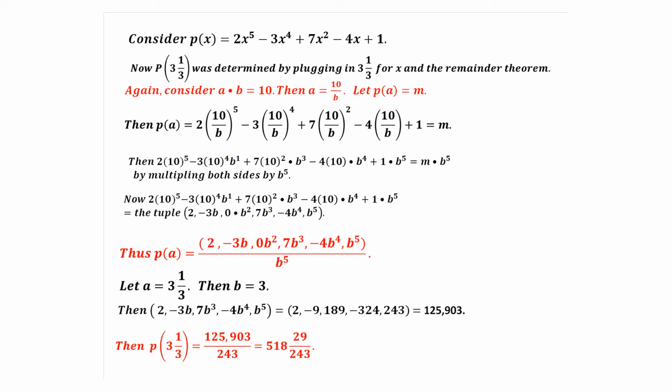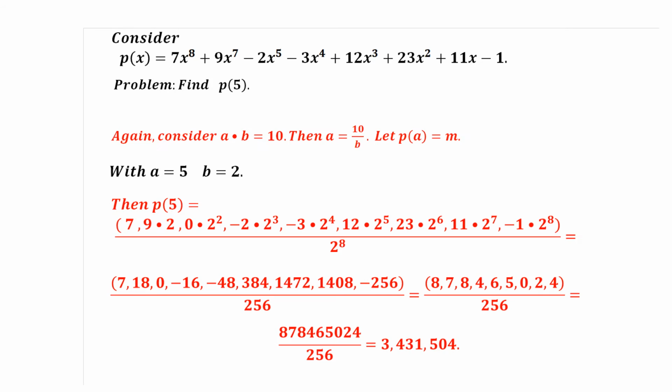So now when we calculate P of A, we're going to plug it in to the formula of P of A with the B's. And when you plug in B equals 3, you'll get 2, -9, 189, and so forth. Got 125,903 divided by 243, and you will get 518 and 29 over 243. We will now have some more examples with this new approach.